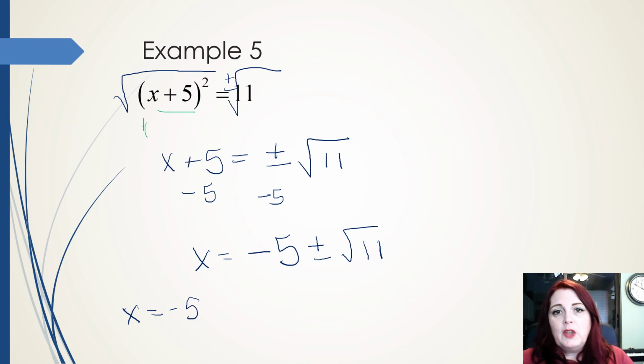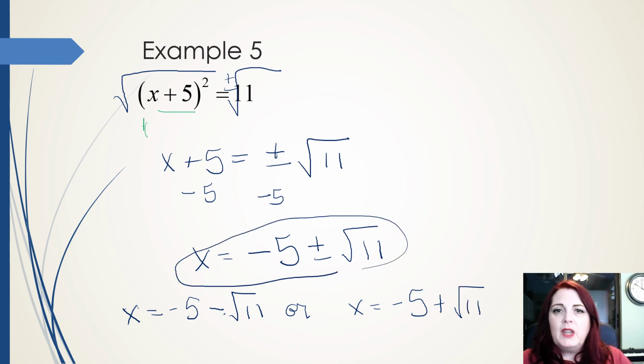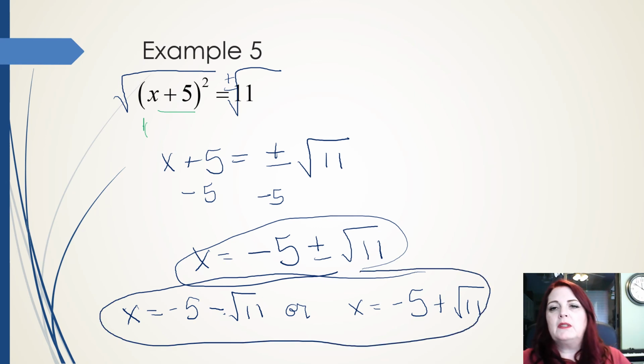X is equal to -5 plus the square, oops, I just did that by force of habit. Take that off. All right, so -5 minus the square root of 11, or x is equal to -5 plus the square root of 11. You'll see them put together and you'll see them pulled apart. Just depends on the author or who is writing this down.